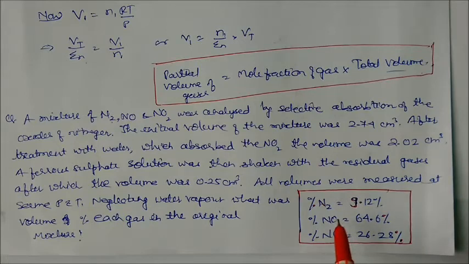I have given the answer here. Nitrogen 9.12%, nitric oxide 64.6%, and nitrogen dioxide 26.28%. So using Amagat's law, you solve it, you will get these answers.